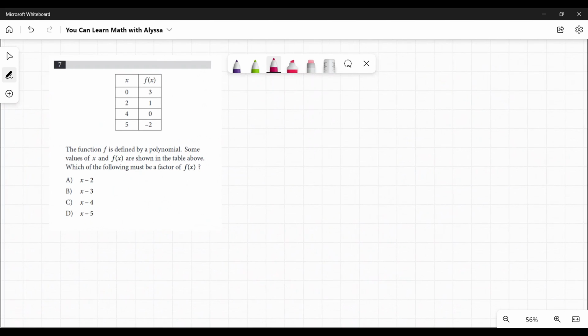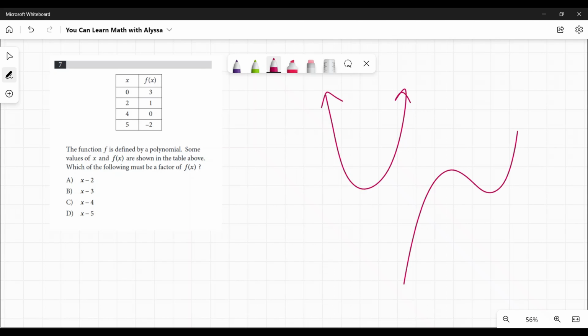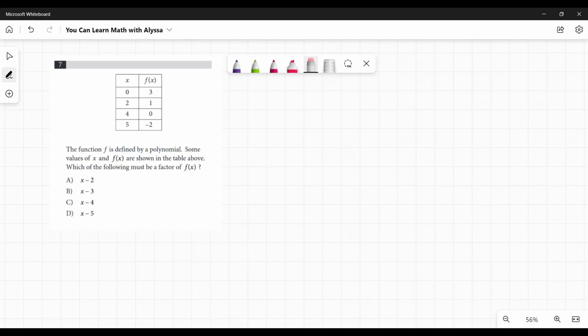Moving on. Number 7, the function f is defined by a polynomial. Wow, be a little more vague, please. Some values of x and f of x are shown in the table above. Which of the following must be a factor of f of x? Now, they're not telling us what kind of polynomial. It could be a quadratic. It could be an x cubed. We don't know what it is. They're just wanting to know what must be a factor of this.